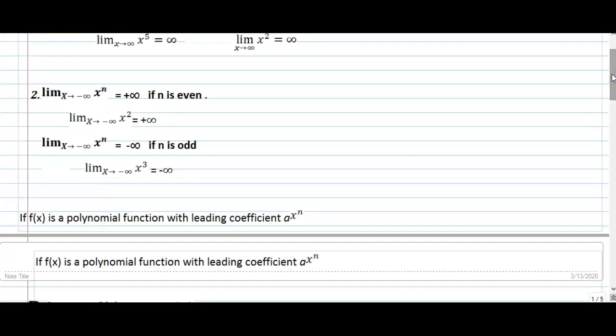Now, if we look at the limit of x to the n as x approaches negative infinity, and again, that means it decreases without bound, which means that it becomes infinitely negative. Well, this is a little bit more tricky, because if we take something which is negative and raise it to an even power, then the result is a positive. So if we take the limit of x squared as x approaches negative infinity, then that actually gives us positive infinity, because when we square a negative, that gives us a positive.